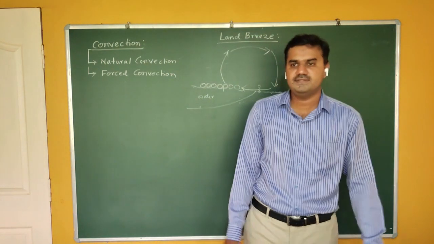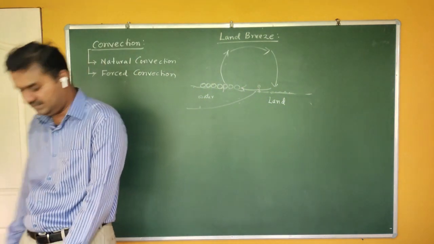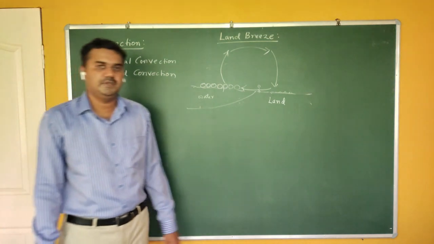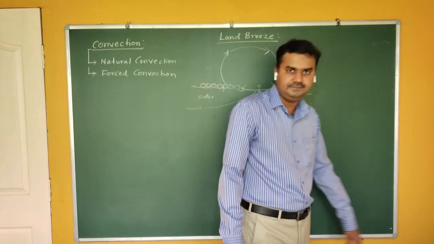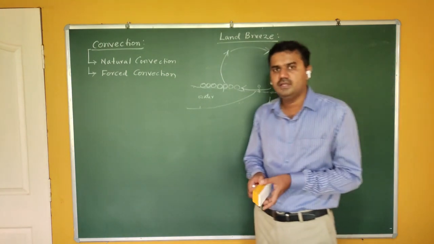So, why do this land breeze and sea breeze take place? Very simple. It is due to the convection. Okay, it is an example for natural convection. Other examples are trade wind. If you go through the book, you will get an explanation for trade wind.